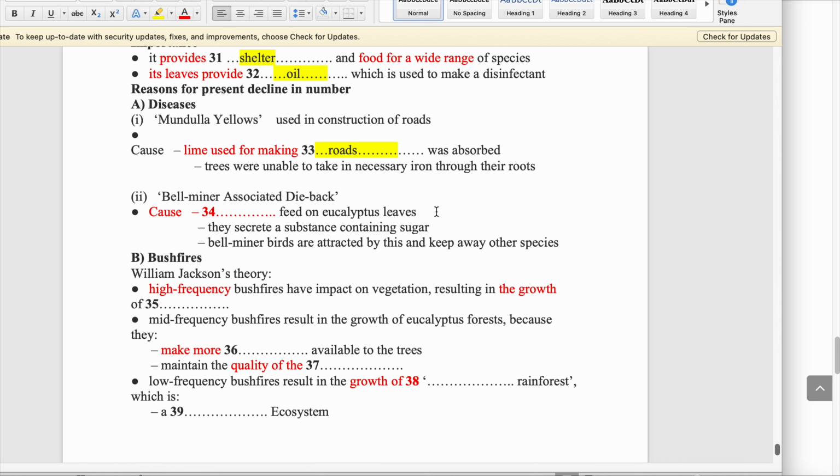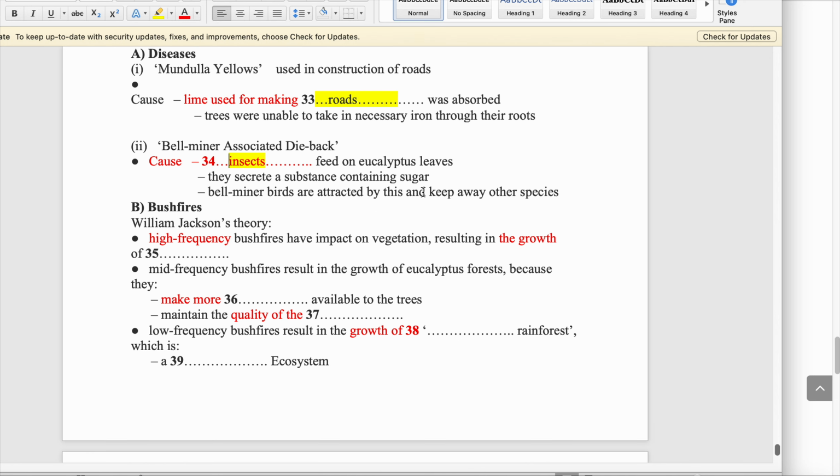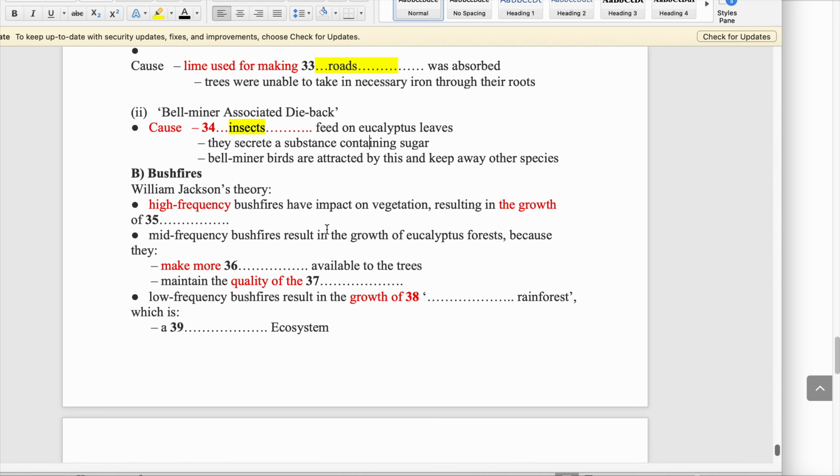What happens is that insects settle on the leaves and eat their way round them, destroying them as they go, and at the same time, they secrete a solution which has sugar in it. The bell miner birds really like this solution, and in order to get as much as possible, they keep away other creatures that might try to get it. So these birds and insects flourish at the expense of other species, and eventually so much damage is done to the leaves that the tree dies.